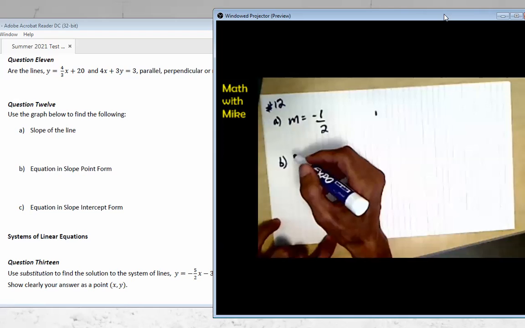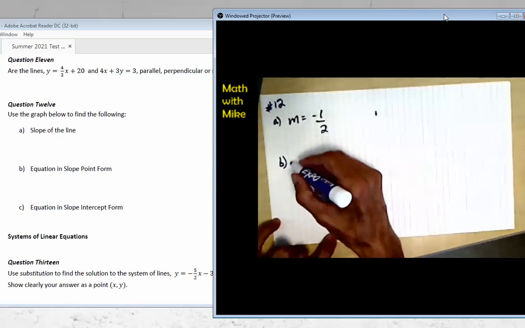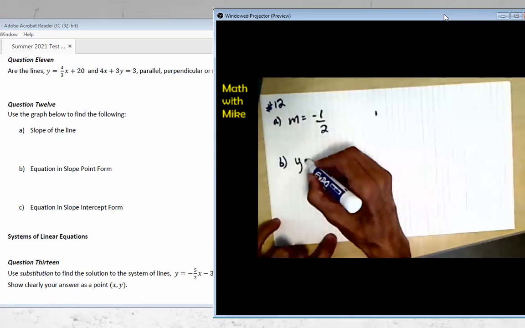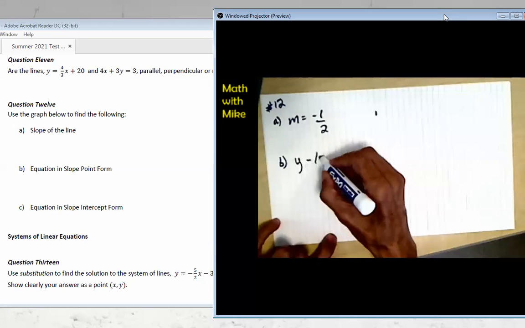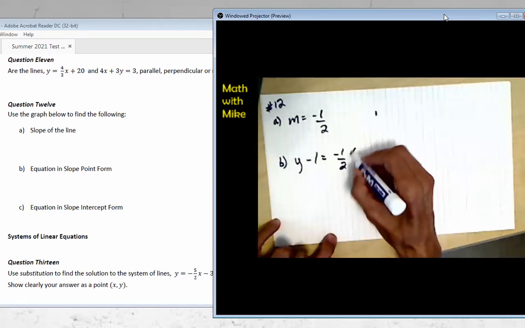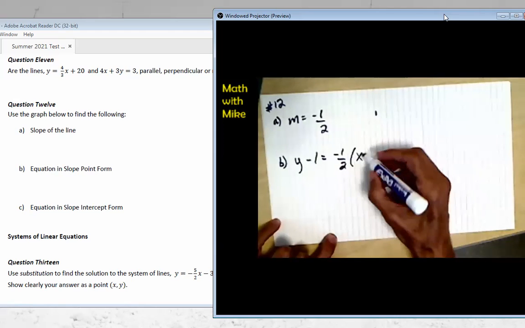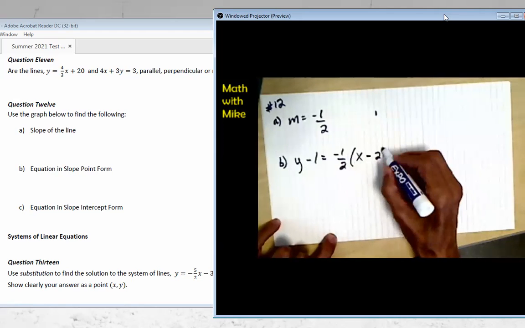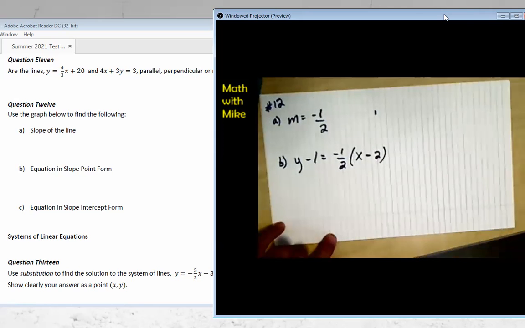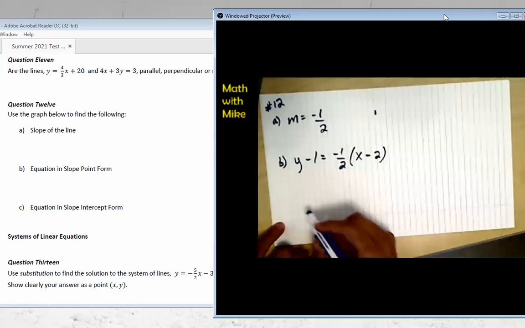I see something like that, y minus 1. Use the same slope. And then when y is 1, x is equal to 2. So x minus 2 like that. That is slope point form when it's written like this.